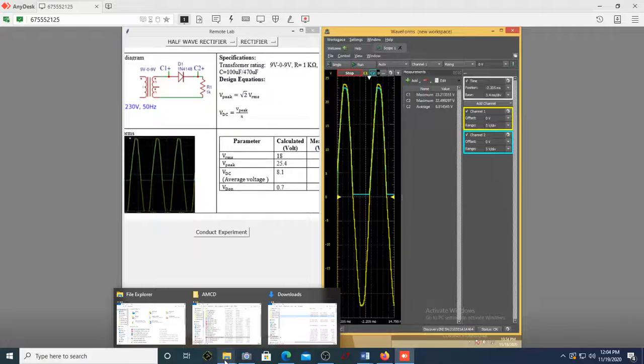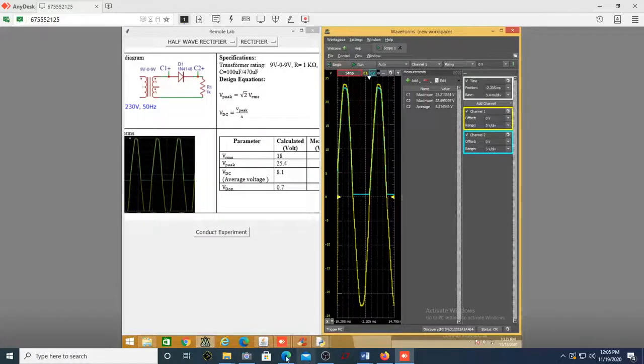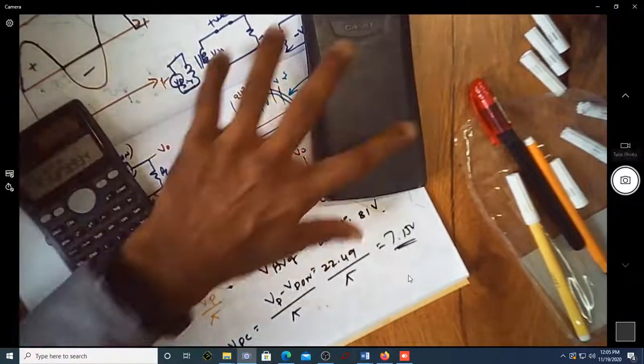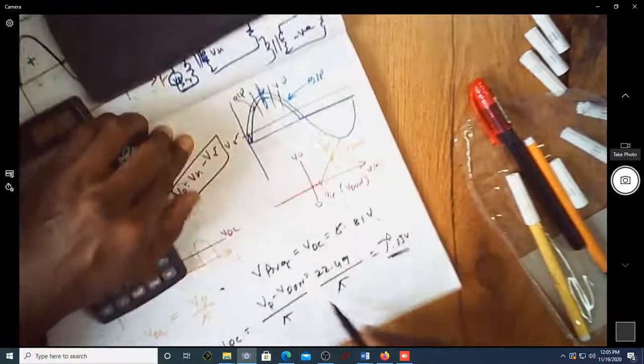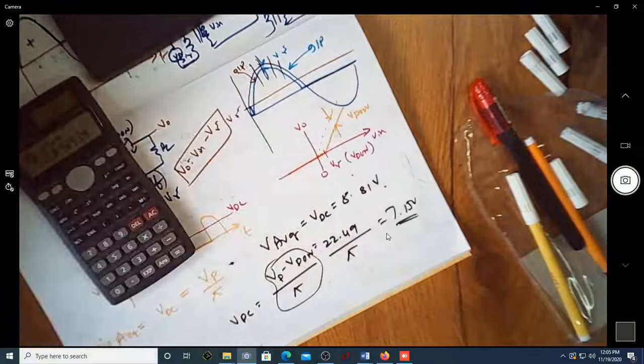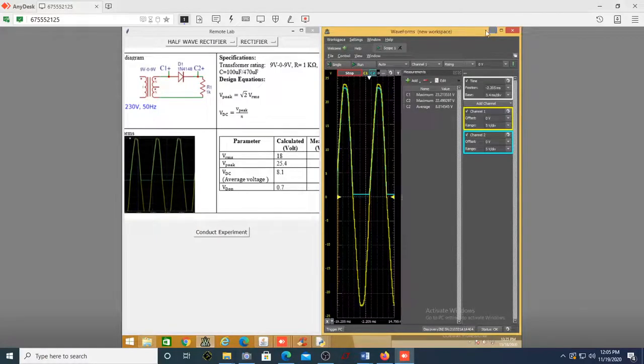Okay, it's here. 22.49 divided by pi is 7.15. So theoretically speaking, 7.15 is the voltage, but you can see you are getting 8.81. This difference between 8.81 and 7.15 is due to the waveform. Whatever equation we have obtained is for a pure sine wave, but if you see the shape of this waveform, it's not a perfect sine wave.